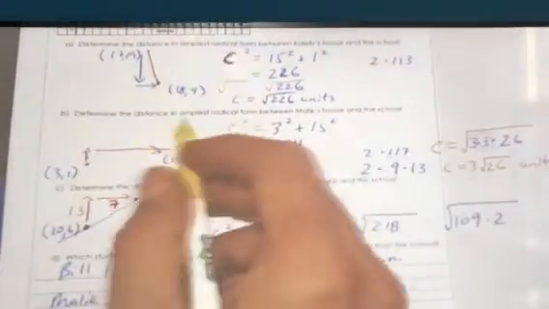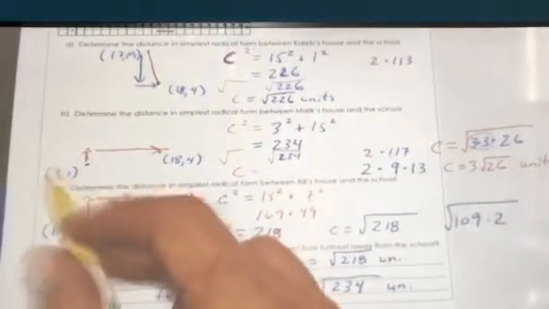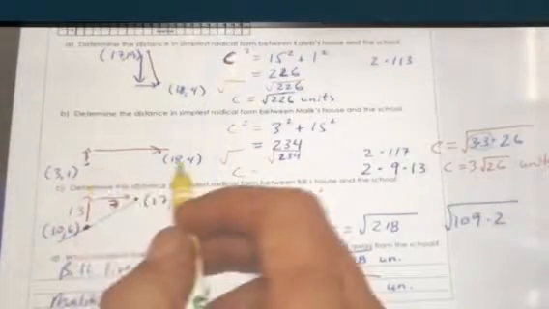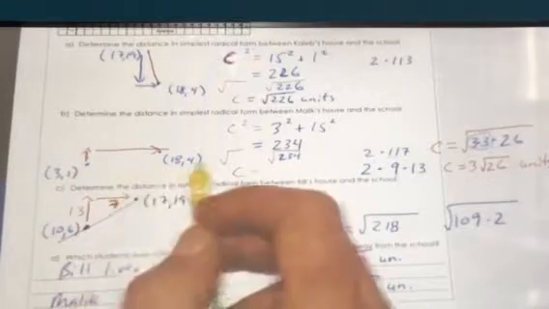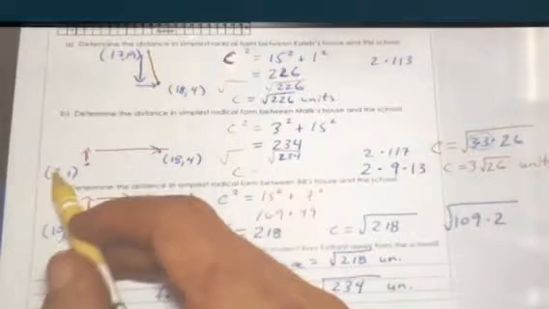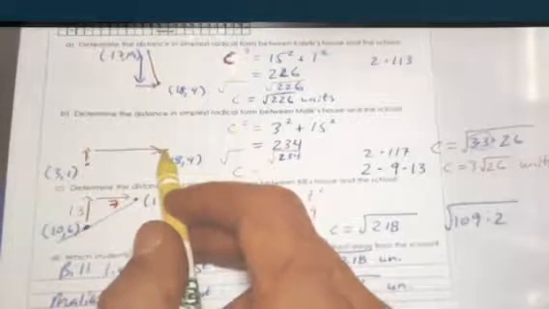Now we go to question B. So now determine the distance between Malik's house and the school. And here's a sketch of Malik's house and the school. Malik lives here at 3,1, going to school here. So we need to go up from y equals 1 to y equals 4. So that's up 3. Need to go right from x equals 3 to x equals 18. So that's right 15.